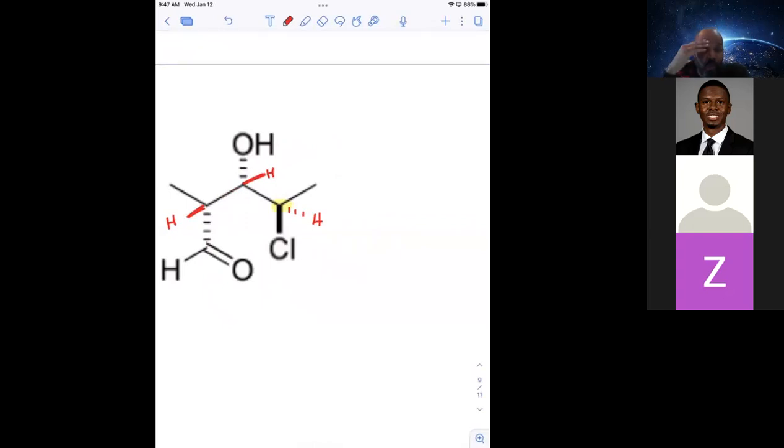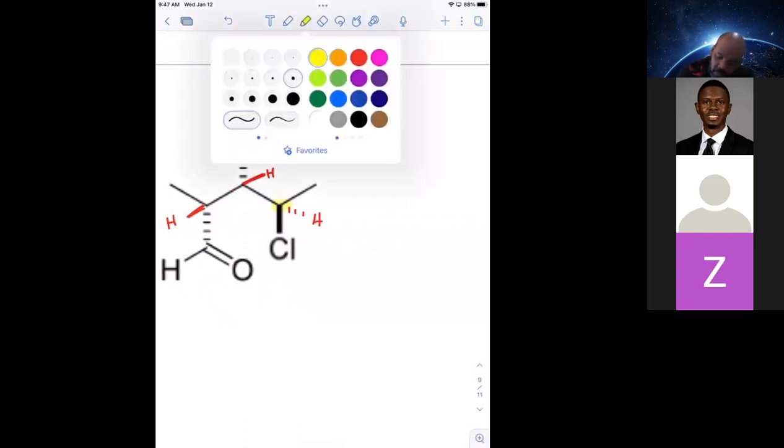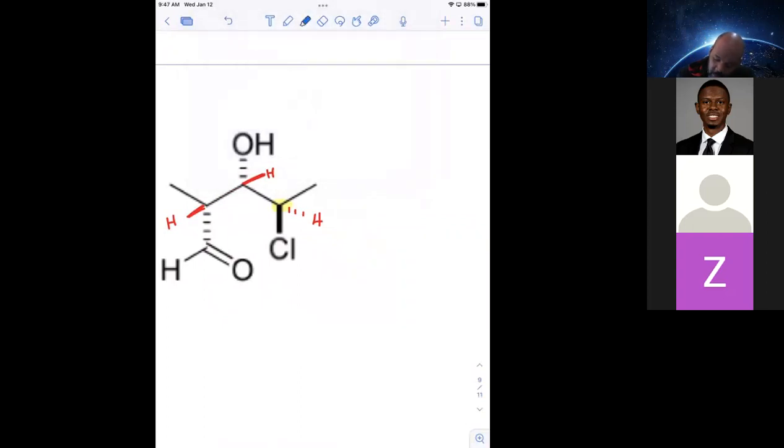All right. How do we prioritize that chiral center that's highlighted in yellow? Where are the four groups? The chlorine. Okay, that's one. Good. And the carbon over here. Is that right? And then the carbon to the left, this carbon, and then the hydrogen. Is that right?